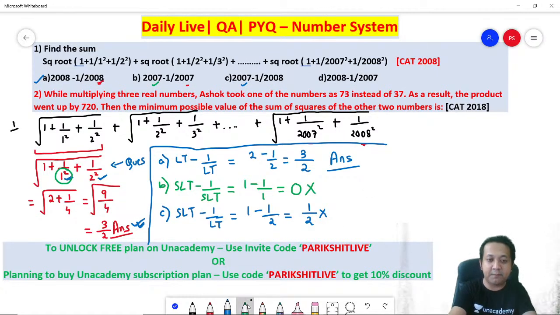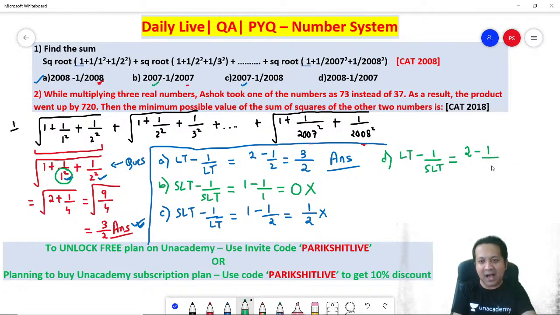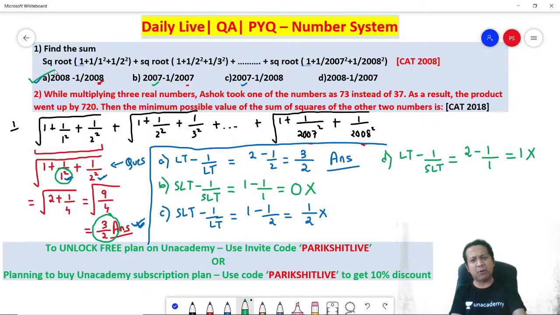Let's look at D. 2008 minus 1 by 2007. So basically last term minus 1 by second last term. What's your last term in our case? 2. Minus 1 divided by the second last term. What's the second last term in our case? 1. This is equal to 1. This also cannot be your answer because you need to get your answer as 3 by 2. Hence, answer option E.